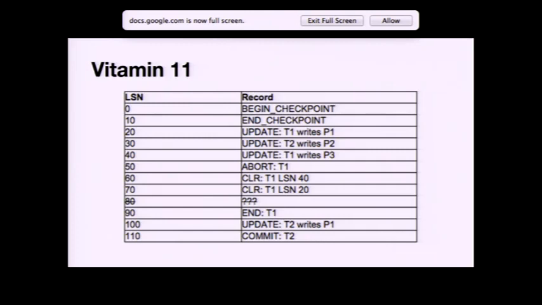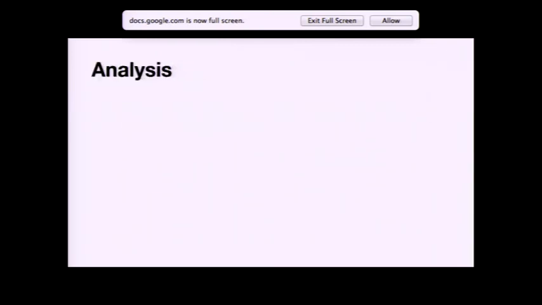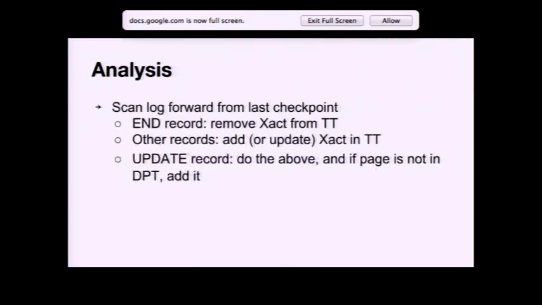We abort T1. We undo some of its actions. We write an end T1 record. And then we start updating T2. T2 has a couple of updates as well. It writes to page P1, it starts to commit, and then we crash. What's important to note here is that the end record is not written for T2. So let's take a look at what happens there. Analysis phase. We need to recreate the two tables in memory. We scan the log forward from the last checkpoint, which is essentially the very beginning of this entire log.